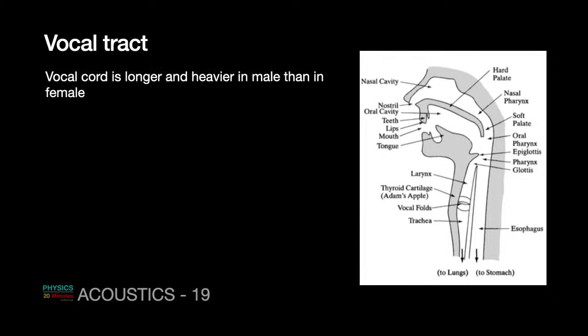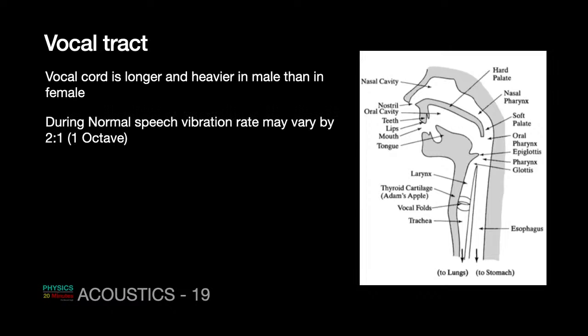Coming back to the vocal tract, some of the experimental observations are straightforward. The vocal tract is longer and heavier in males than in females. So on average, it's longer. Remember, the longer the length, the lower the resonant frequencies. So the male voice is generally at a lower resonant frequency and is more bassy than the female voice.